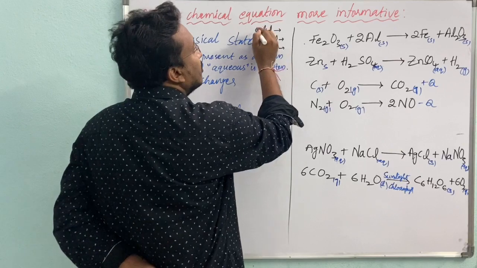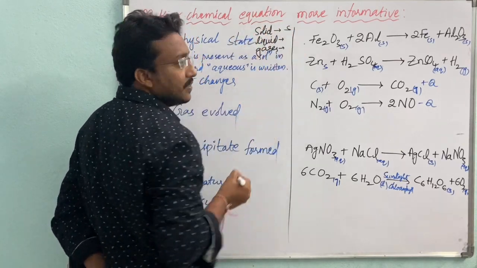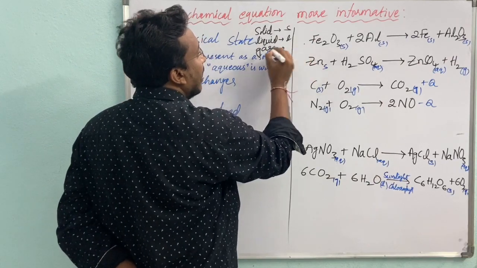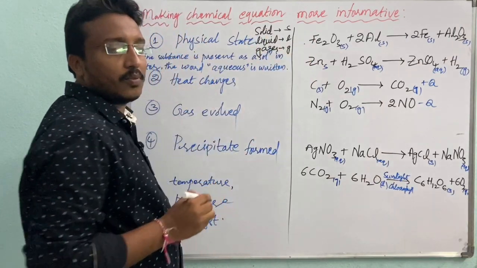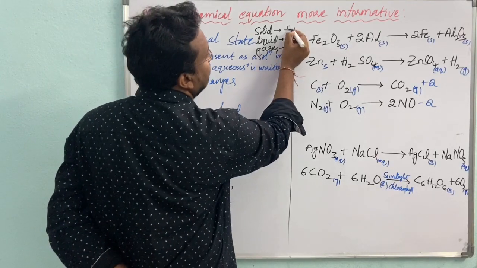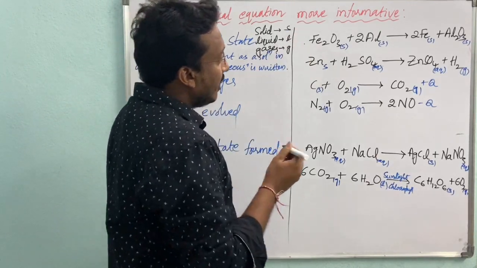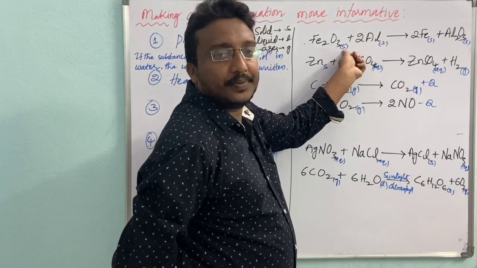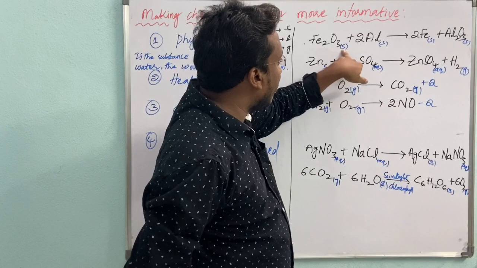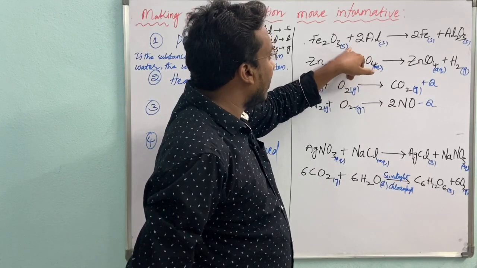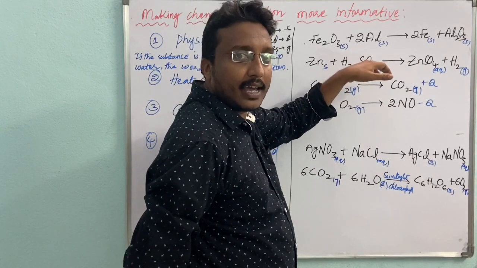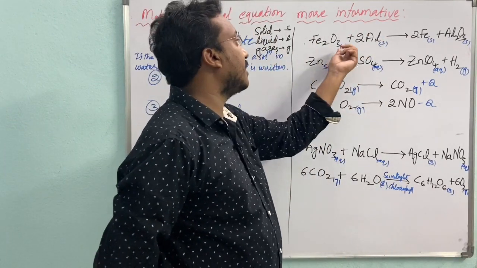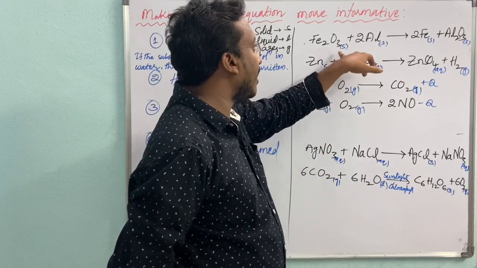Solids are designated with S. The notation for solid is S, for liquids L, and for gases G. We use the starting letters S, L, G. Here in the first equation, this is solid, S. Here we have written S. We have to mention the state near the subscript.